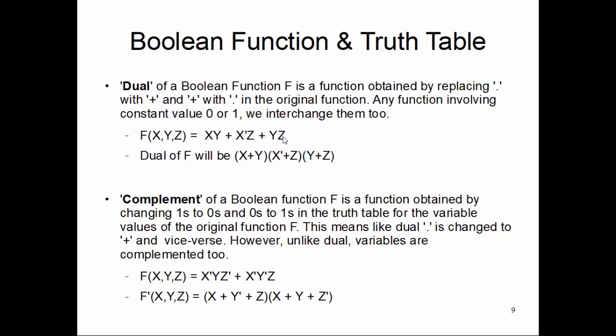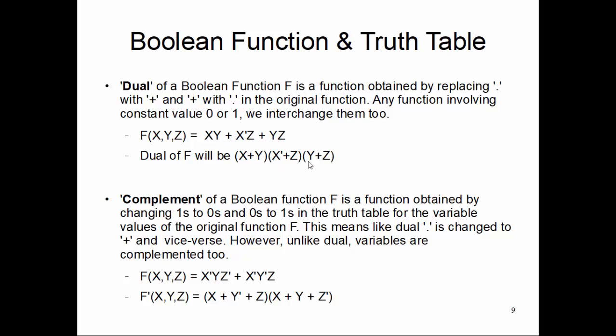So for the dual, we replace these invisible dots with plus, which we should not call a plus, it's an OR. The invisible AND operation we turn into OR, and the OR operations into AND, where again we omit the dot. So x and y become x or y, x bar and z become x bar or z, y and z become y or z, and then all these OR operations become an AND term.